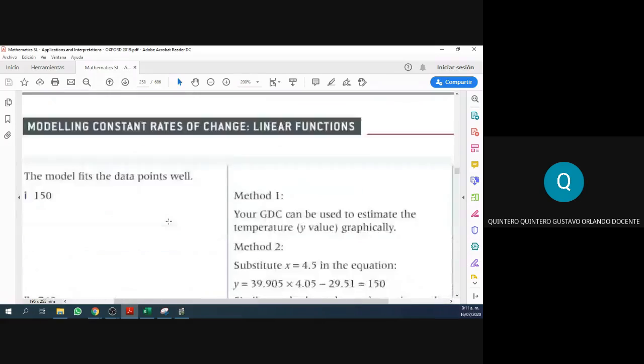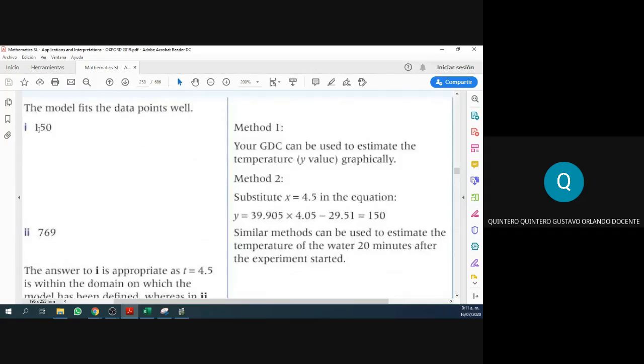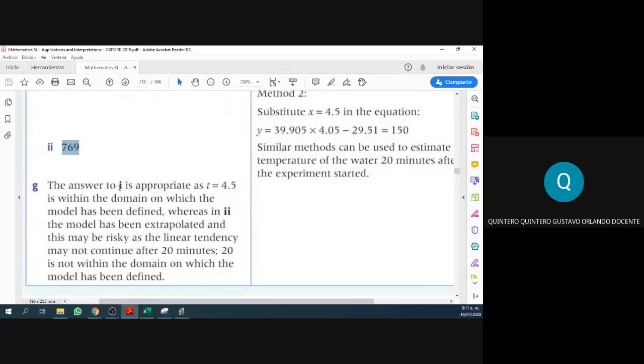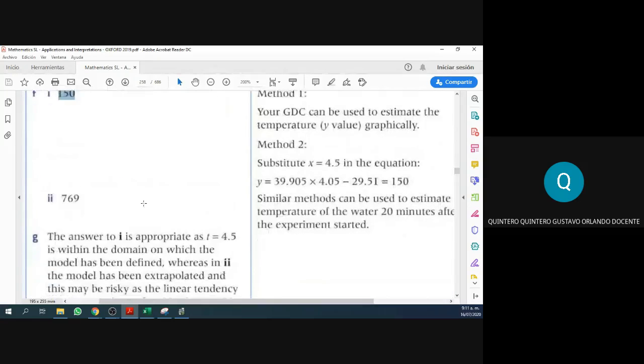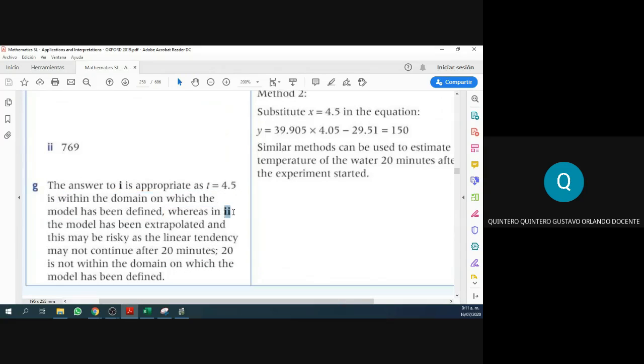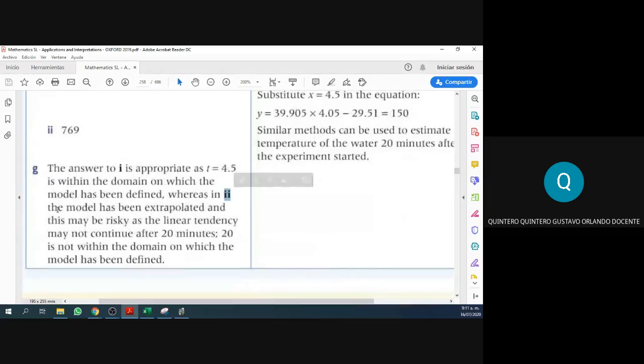All right, take a look at this. We know that at 4 minutes, we have a temperature of 150. And at 20 minutes, we have a temperature of 769. But take a look at this. What the book is saying is the answer to 1, so to this one, is appropriate because this 4.5 is within the domain of the model. But the second one at 20 minutes is not so good, right?